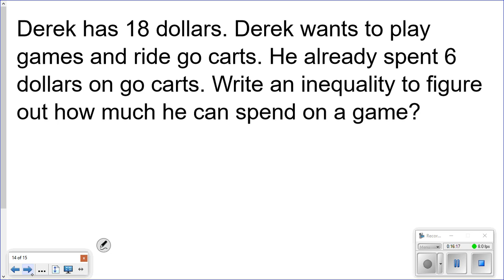He already spent $6 on go-karts. Write an inequality to figure out how much more he can spend on a game. Yeah, I know it's $12. I get that. But what else could he possibly spend on games? Could he spend $11.99? Yeah. Could he spend $11.98? Yeah. Could he spend $5? Yeah. Could he spend $1? Yeah. That's what he wants to know.